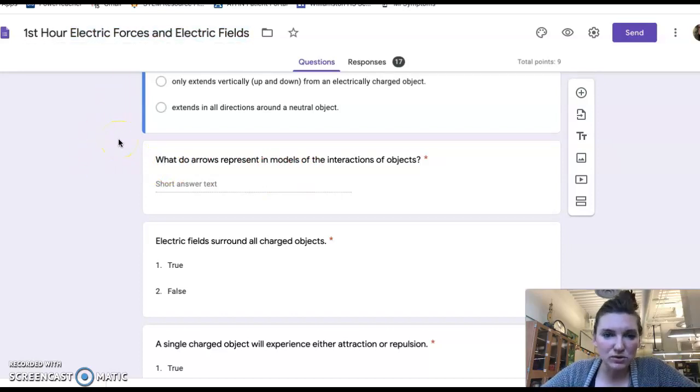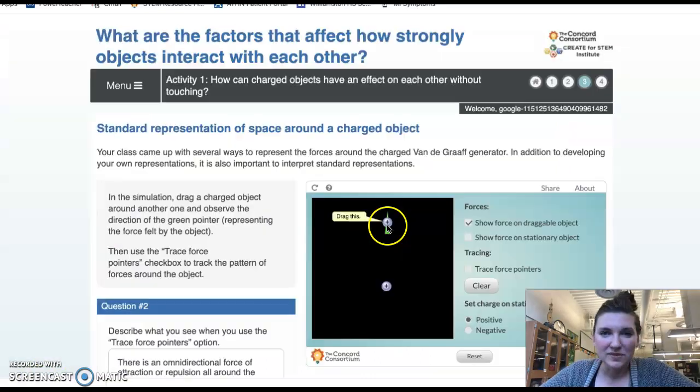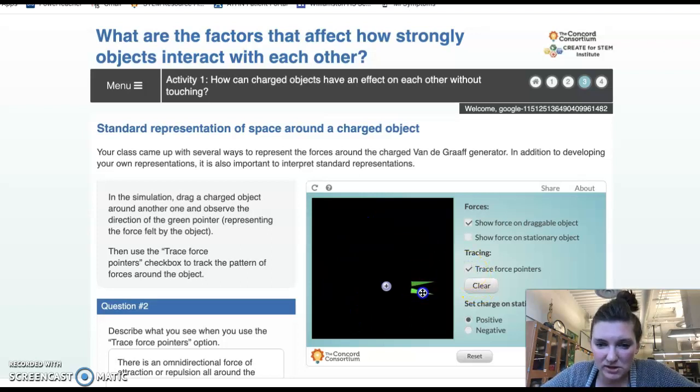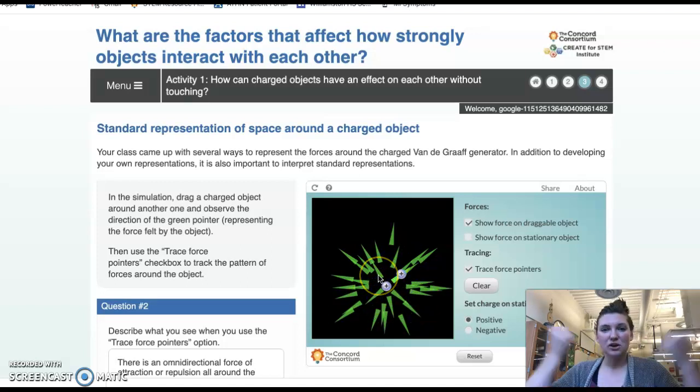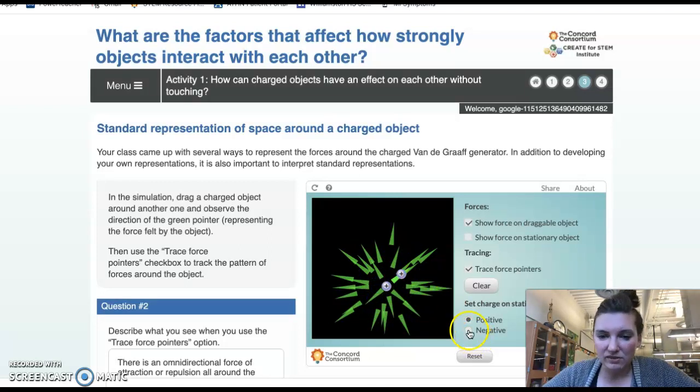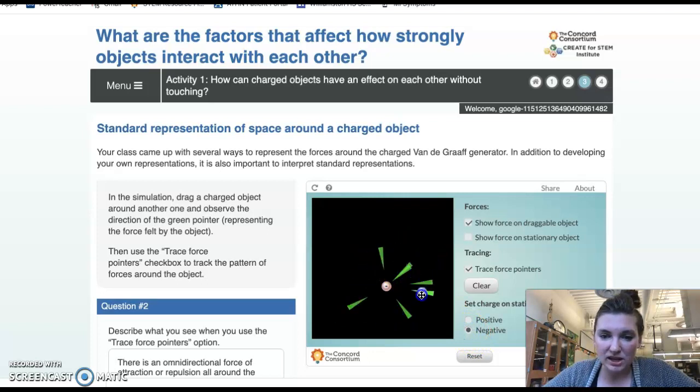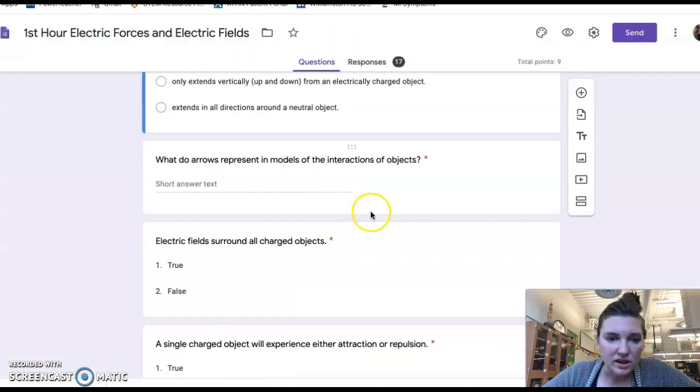So this question, what do arrows represent in the models of the interactions of objects? So let me show you what that is talking about. In this question, when it's talking about the arrows around a charged object, then what it's talking about is these green arrows, and that represents the electric field around the object. It represents how the charge is moving in comparison to that object. So we have positive charges going out, and we have negative charges coming in. Okay?